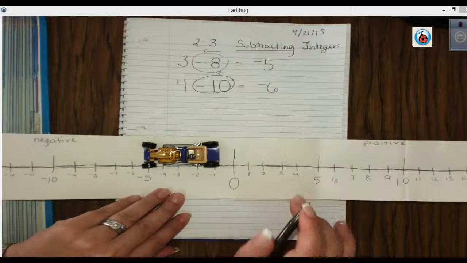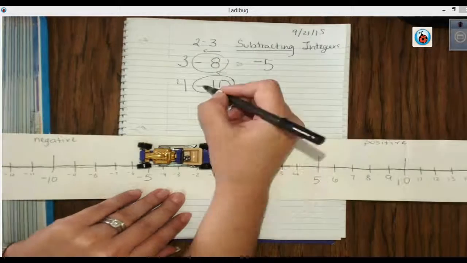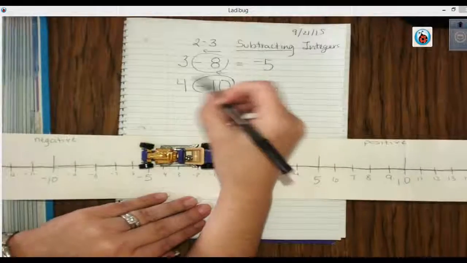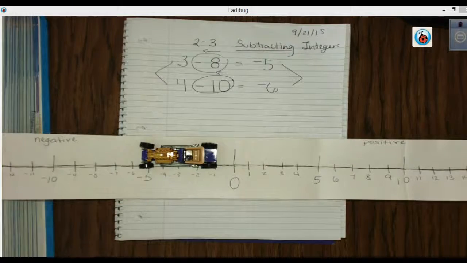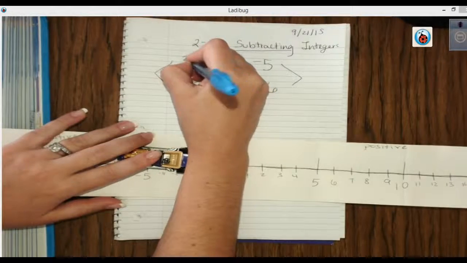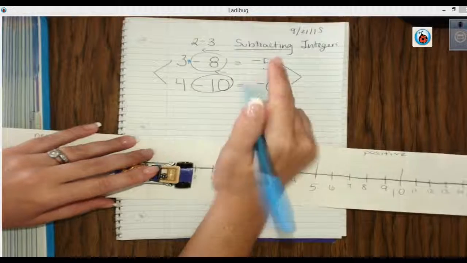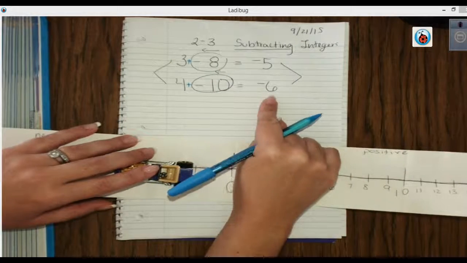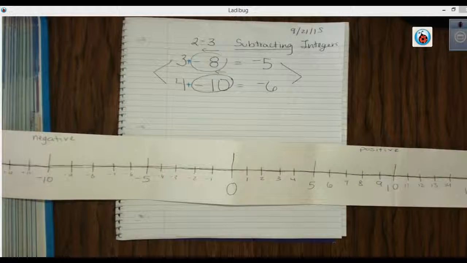Let's try this again. Yes, ma'am. I have a question. How come the 10 you included with the negative? Is it a negative 10? Yes, it is like a negative 10, because if you think about these two, wouldn't this be the same thing as saying 3 plus negative 8? Would that equal negative 5? If I said 4 plus negative 10, would that equal negative 6? Yes. Okay. So you're just simplifying by just putting the negative.